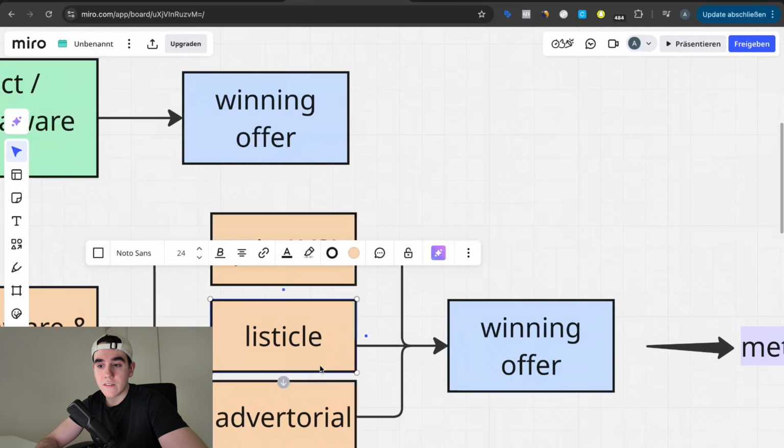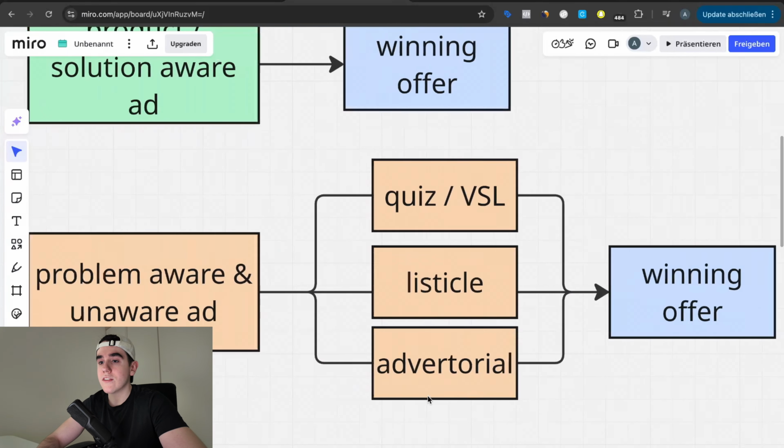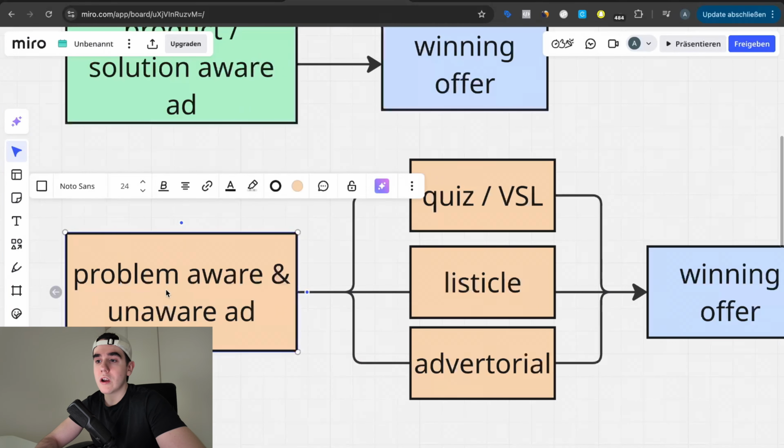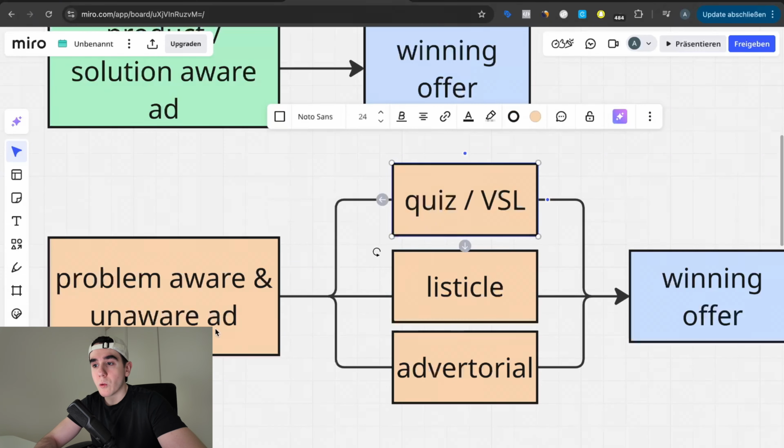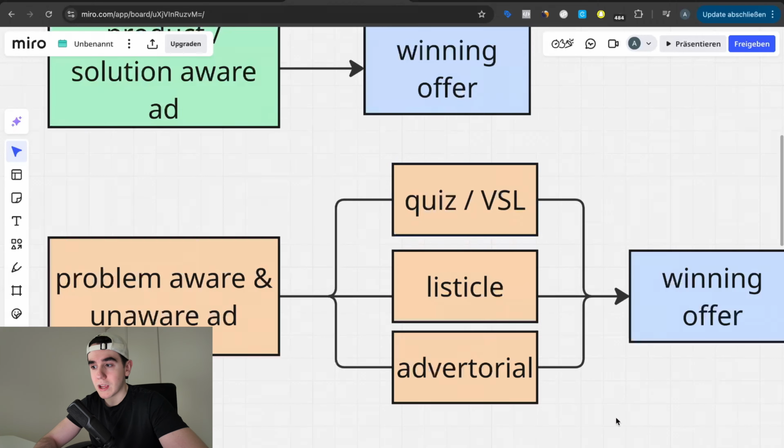I recommend starting with the listicle versus advertorial. So what you do is you have your ads that are problem aware and unaware, and you split test between listicle and advertorial. Now, if you have more than just one, you don't have to actually split test. You can just run separate campaigns or separate ad sets for each of these, and then just let Facebook pick if it's a CBO, or just pick it yourself if you do ABO.